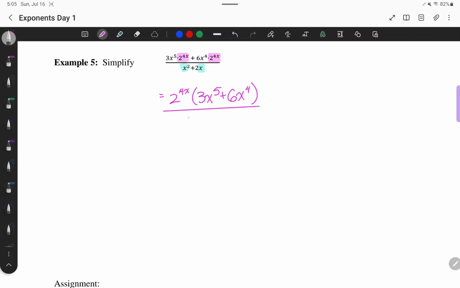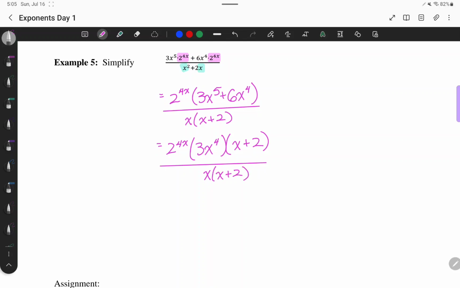In the denominator we have x squared plus 2x, so let's just factor out an x, and that leaves us with x plus 2. Let's keep factoring our numerator, so 2 to the power of 4x times 3 times x to the power of 4. And if we factor that out, then we are left with x plus 2. That is really convenient. I think we can see where this is going. And in the denominator, x plus 2.